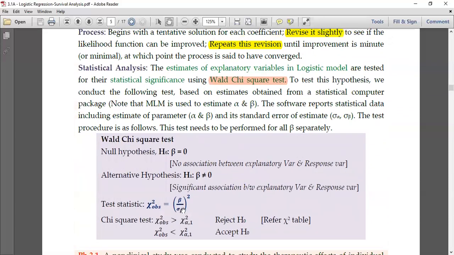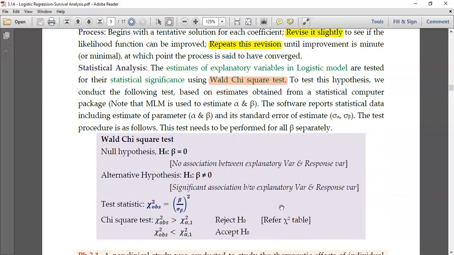Sigma beta is nothing but the standard error of estimate. Usually you obtain it as a part of the regression equation. When you perform a regression, you get a sigma beta. It is also called the standard error of estimate. For alpha and beta, you get both of these values. So the actual value divided by the standard error, you have to square it. You can see that it's chi-square, so square it. So you get a calculated value.